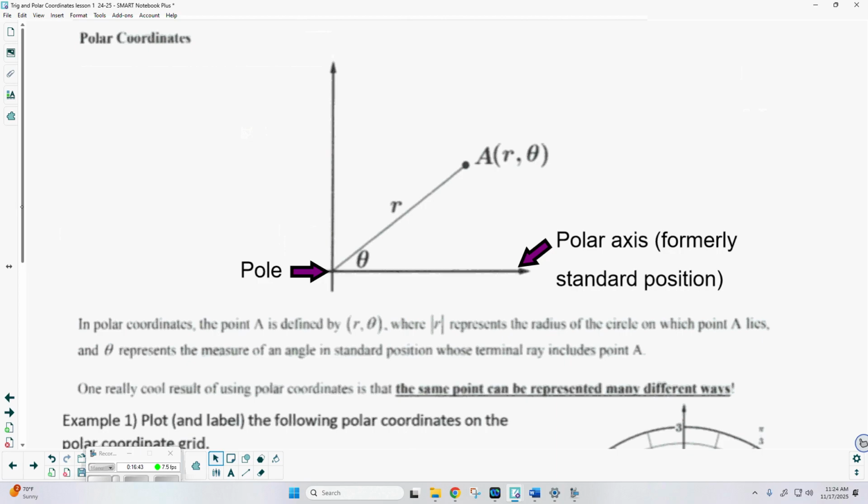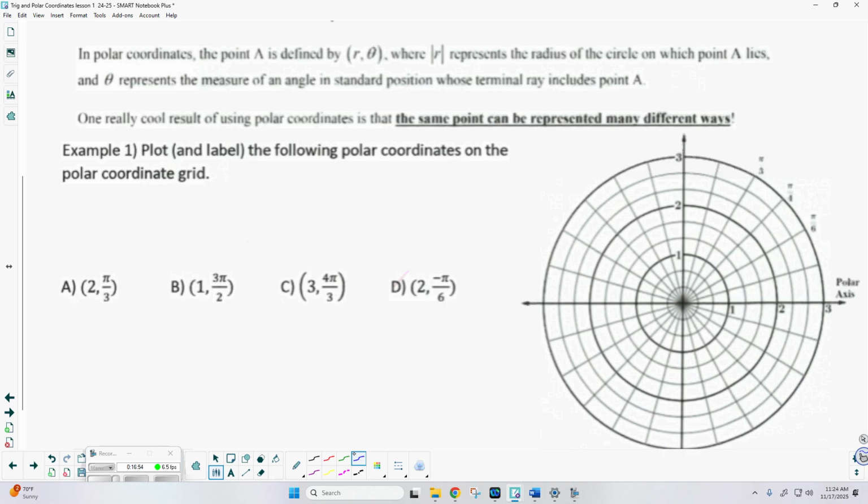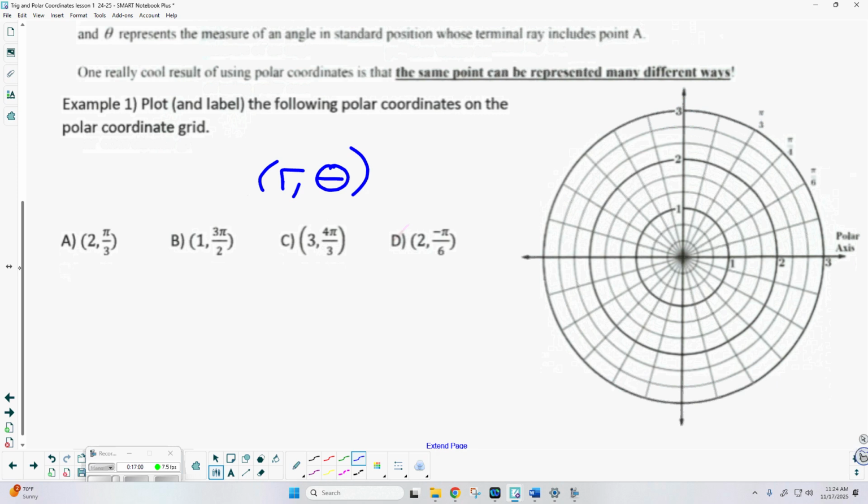Okay, so this is the same information that I was just talking about. The origin is now the pole. The standard position is now the polar axis. Okay, go ahead and take a look at that. And as I stated previously, we're going to be writing all of our polar coordinates as the radius, comma, the angle theta. Okay, so the first thing I have to do is make sure you feel comfortable plotting a point in a polar coordinate grid.